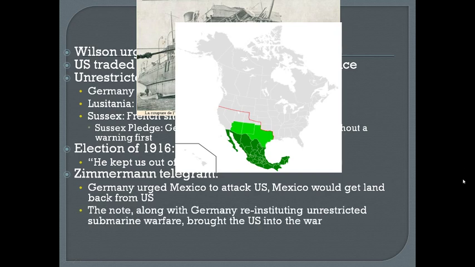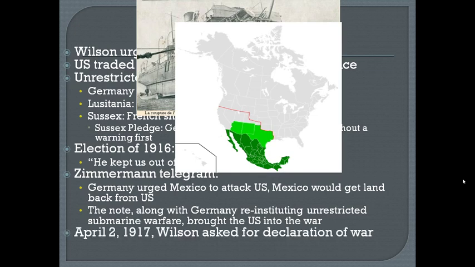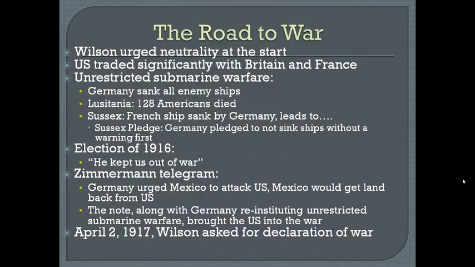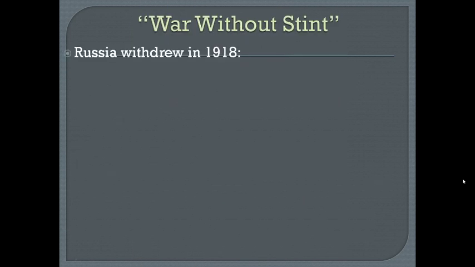So the note, along with Germany reinstituting unrestricted submarine warfare, all culminated in bringing the United States into the war. So on April 2nd, 1917, Wilson finally declares war. And that is how America gets involved in World War I.